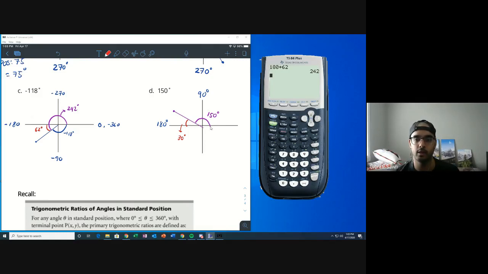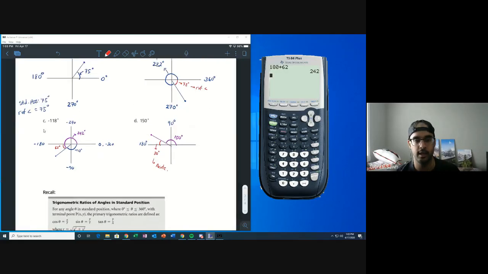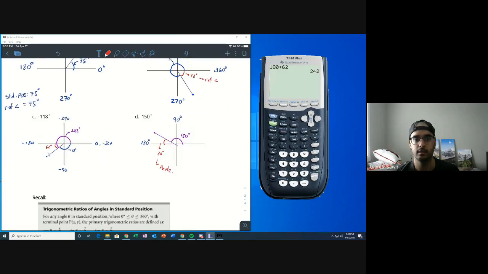Now, I know the other one is also attached to the x-axis and the terminal arm, but remember that that reference angle needs to be the acute angle. Okay, it can't be bigger than 90. All of the reference angles have to be less than 90. Okay, keep that in mind.